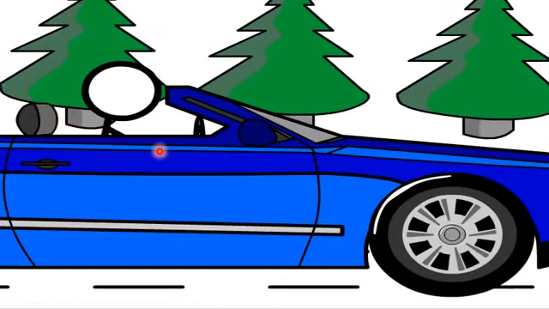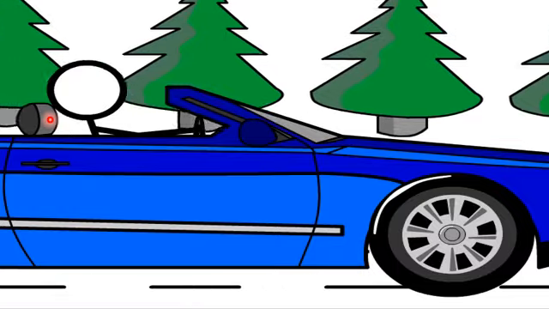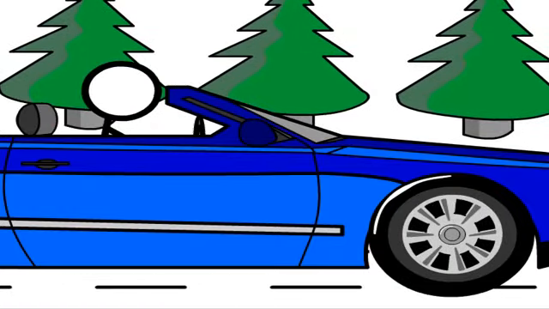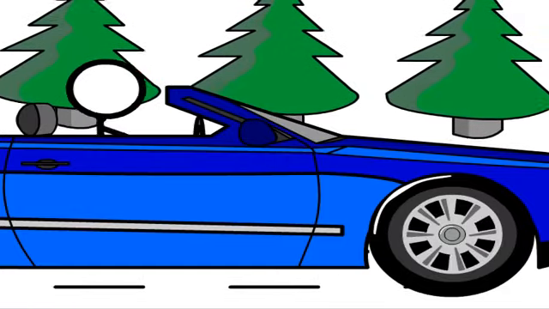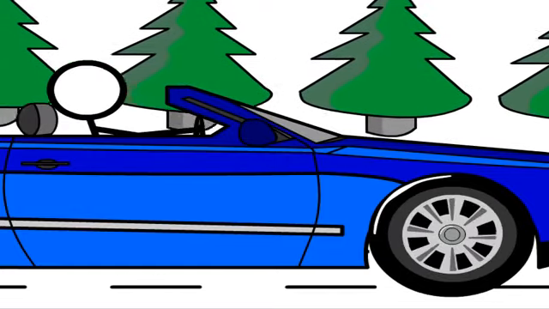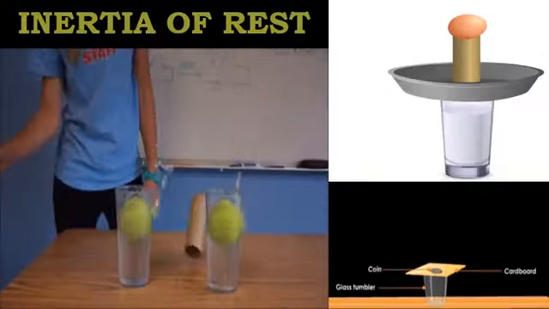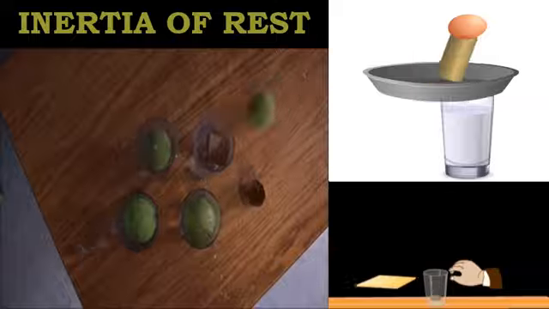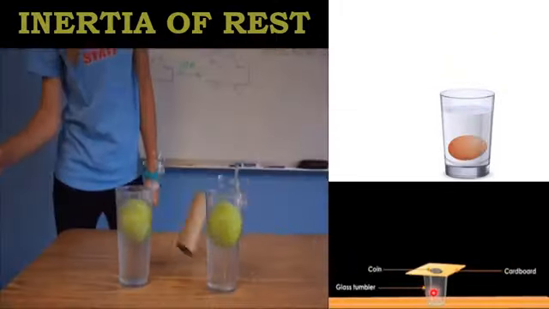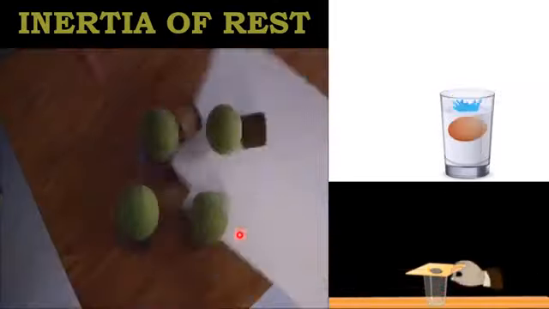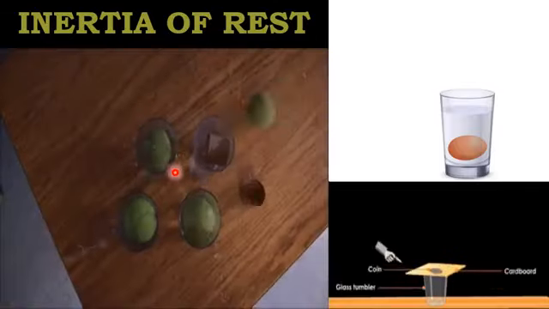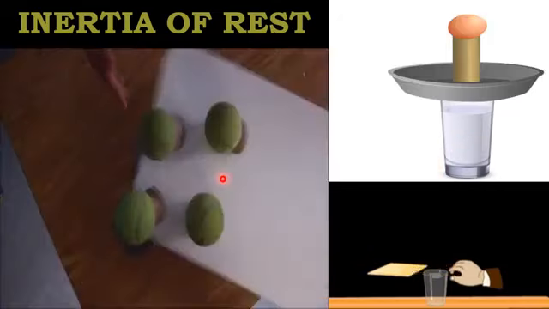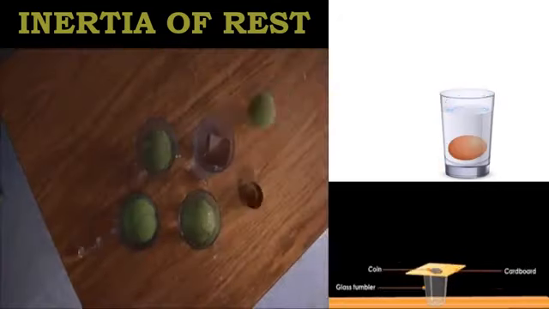Here you can see, when he is going to start, he is going to move a little back, and when he is going to suddenly stop, we tend to move forward. You might have seen this while traveling in your car or bike or bicycle. Here you have different examples for inertia of rest. When that board is pulled, you are able to see that the ball is still wanting to be at rest, so it just falls into the cup of water.